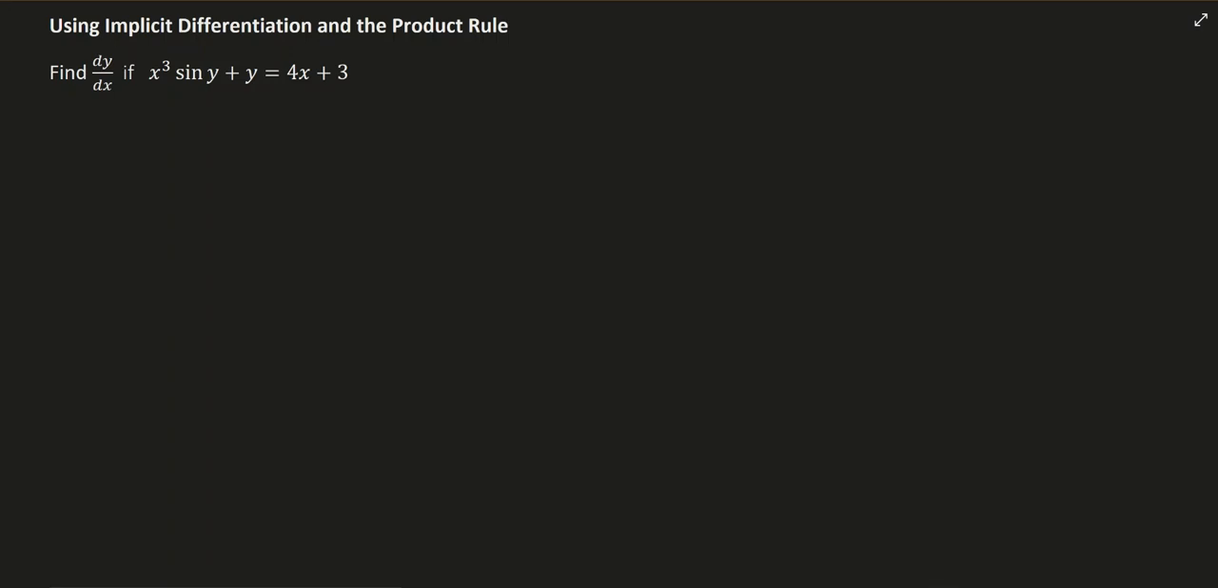Let's work through some examples using implicit differentiation. So in this example, we're looking for dy/dx, given the equation x cubed times sine y plus y is equal to 4x plus 3. If we wanted to find the derivative of this equation, we'd first start off by taking the derivative of both sides. So let's start by taking the derivative of the left side, the terms x cubed sine y plus y, and also the derivative of the right side.